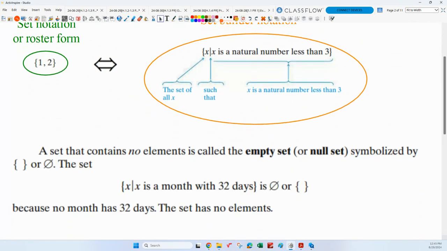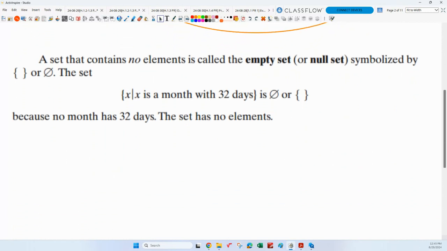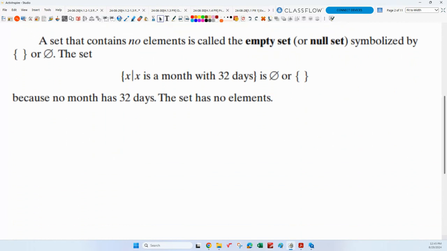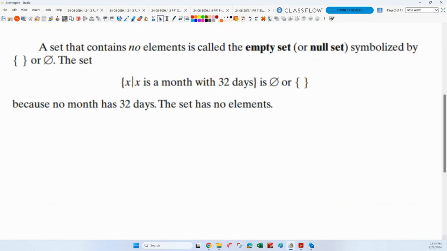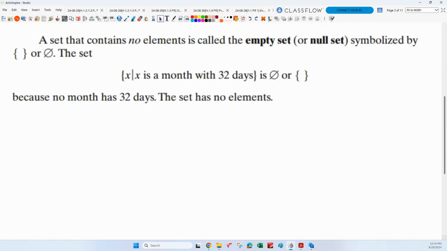What do we do with a set that contains no elements? Because sometimes that can happen. We can have a set with nothing in it. We call that the empty set, or sometimes people call it the null set. We'll just call it the empty set. And how do we represent that? Well, one way we could do it is we would use this set notation, only there's nothing inside. There are no elements. So it would just be set brackets with nothing inside of them. That's one way of saying the empty set.